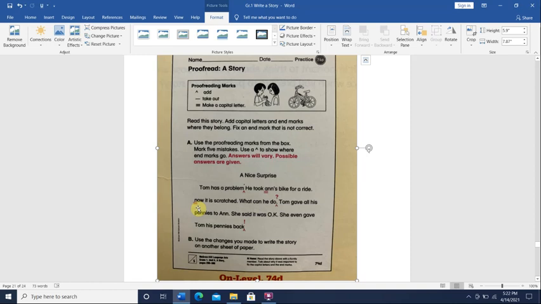Tom gave all his pennies to Anne. She said it was okay. She even gave Tom his pennies back. Okay, so everything here is fine. We just have to add an end mark. She even gave Tom his pennies back. Here means like she said it was okay that he scratched his bike. She even gave him his pennies back. Okay, you can put an exclamation or a period. All right, and that was it for our writing.